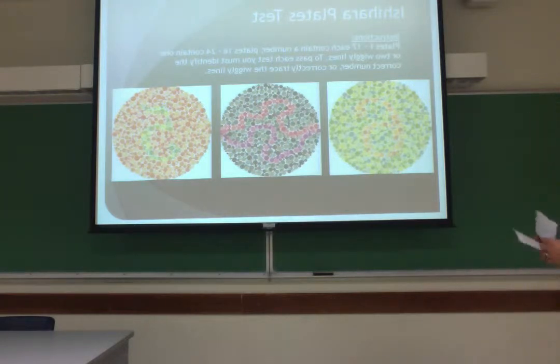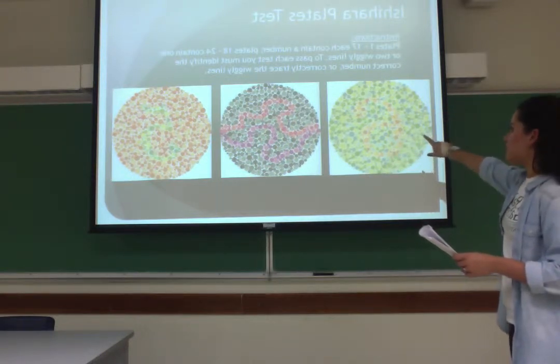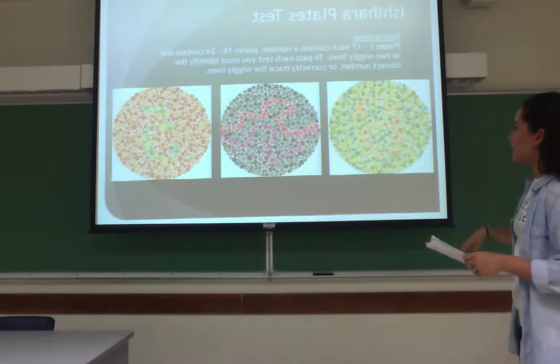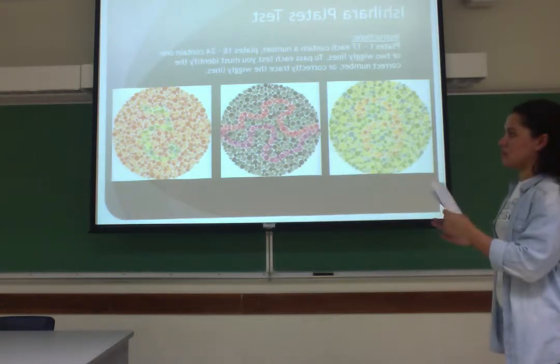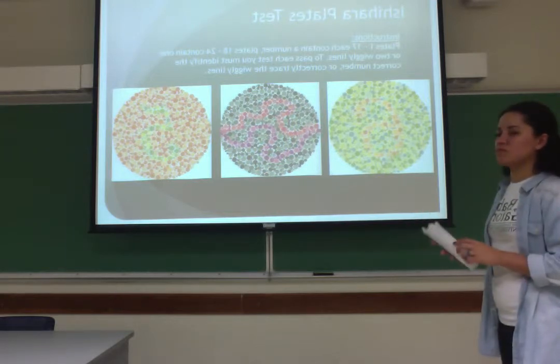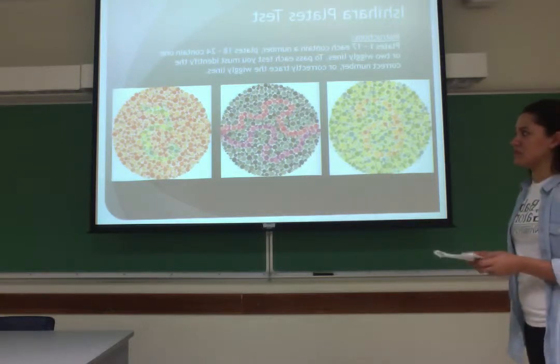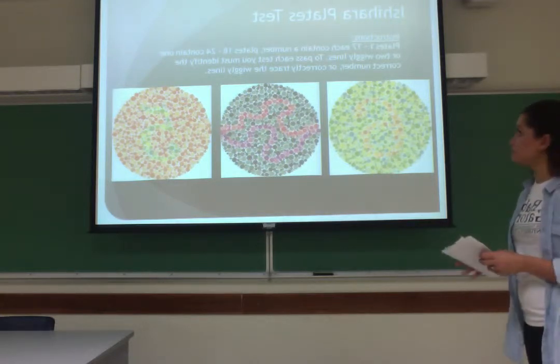The test was developed by a professor at Tokyo University. It's a series of about 24 plates, and you have to be able to see the color or the squiggly lines in those plates. If you're not able to detect that there's even a figure, then you're colorblind. And this test only detects red-green colorblindness. It doesn't detect blue-yellow.